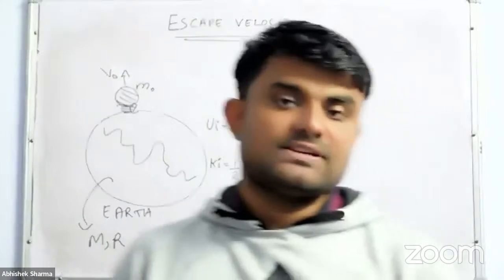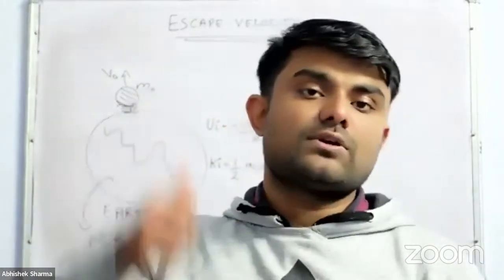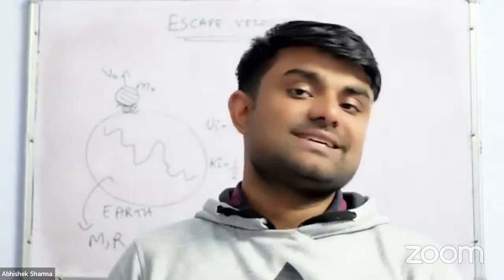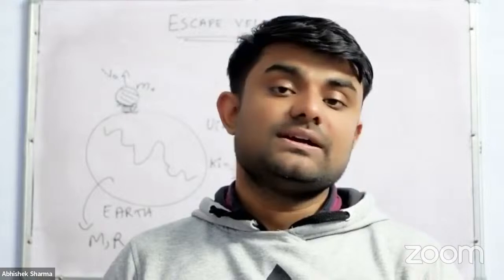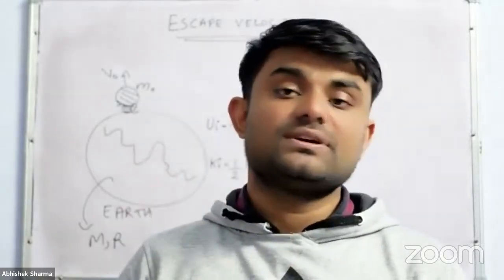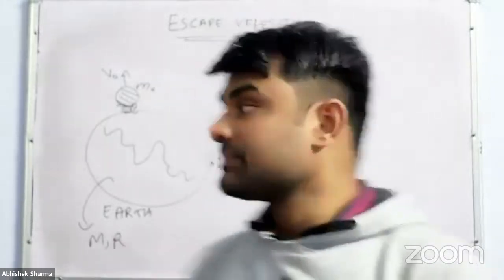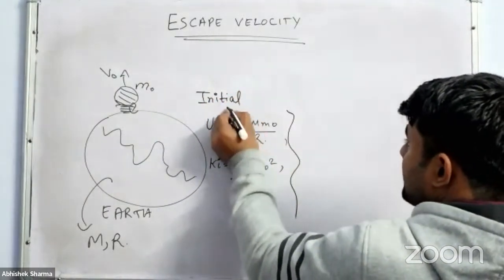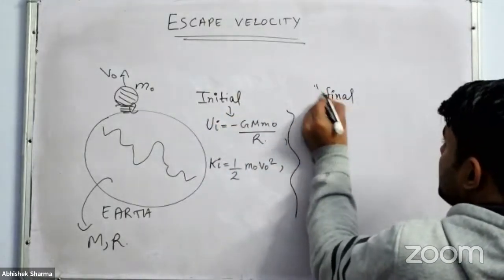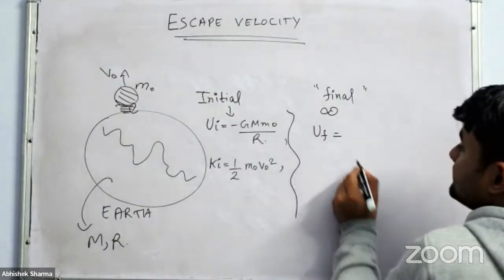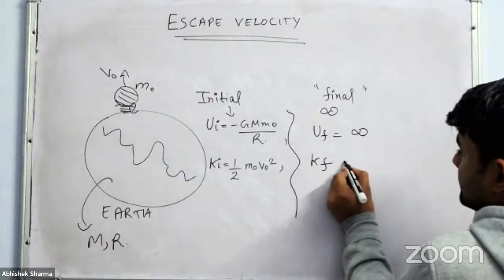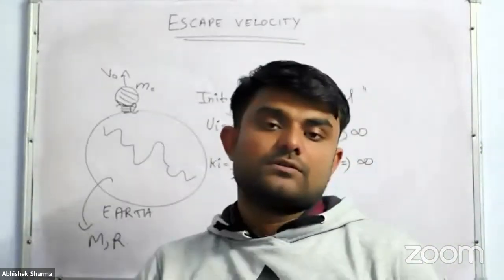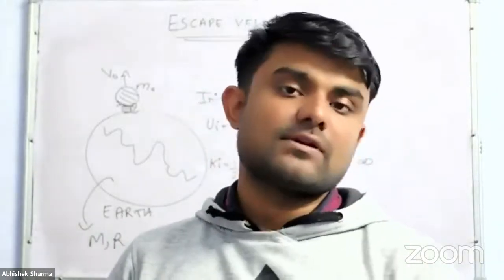Now, as per the definition of the escape velocity, the velocity v naught is provided to the particle such that it escapes the gravitational field influence of the Earth. So when the particle escapes the gravitational field influence of the Earth, we can treat it to be the final location, or the position. It's not finite, it's not definite, it's infinite. So now by applying the energy conservation theorem, we can find the escape velocity.